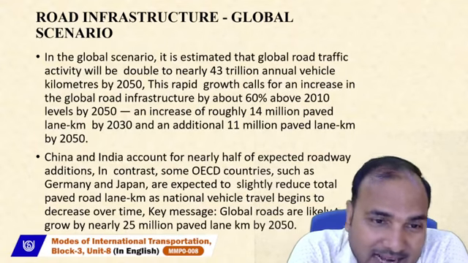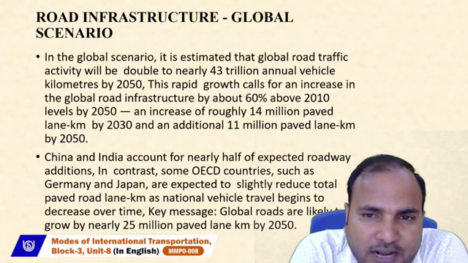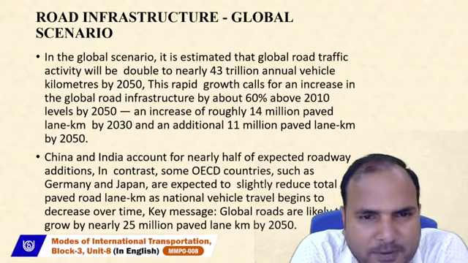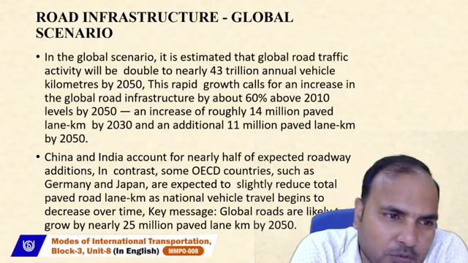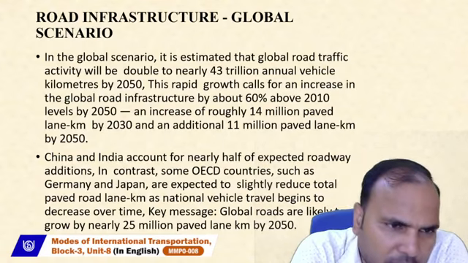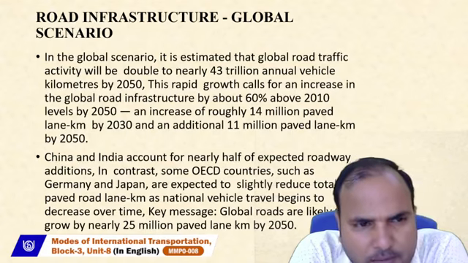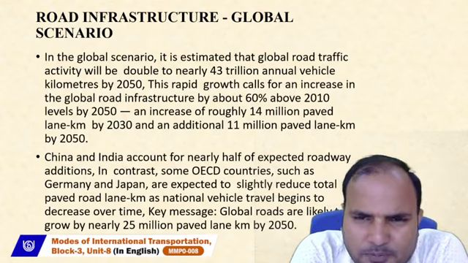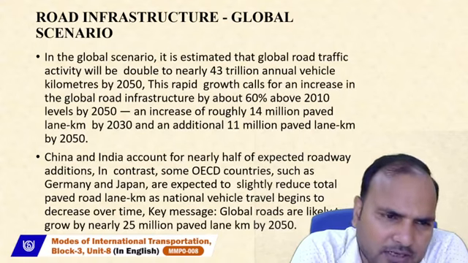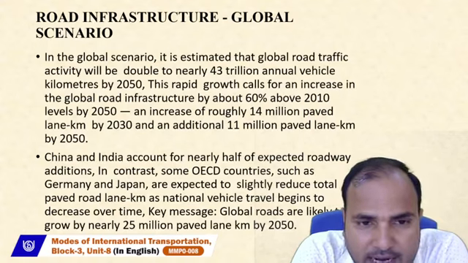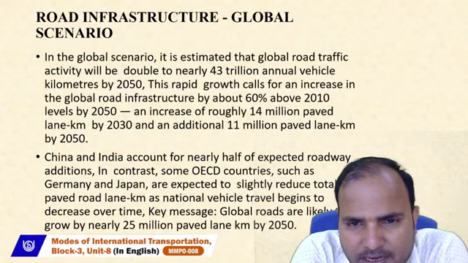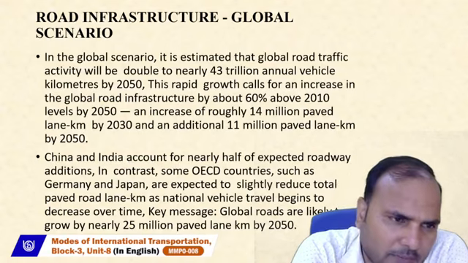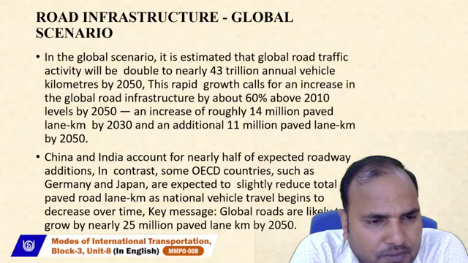Imagine, this rapid growth calls for an increase in the global road infrastructure by about 60% above 2010 levels by 2050. So, an increase of roughly 40 million paved lane kilometers by 2030 and an additional 11 million paved lane kilometers by 2050.